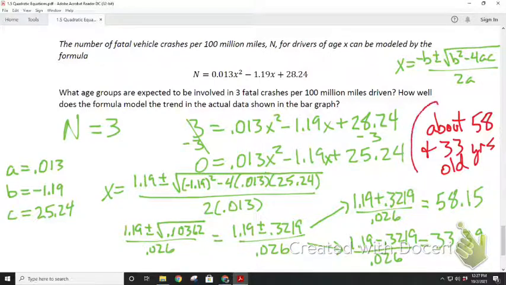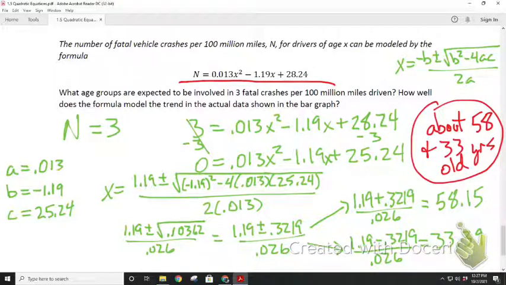All right, that's question 1. Notice there's a second question: how well does the formula model the data in the graph? Remember, the graph is real, and this is just a model. That equation right there is just what some statistician came up with to predict crashes. Or I think it's predicting crashes, sorry. You're using age to predict crashes.